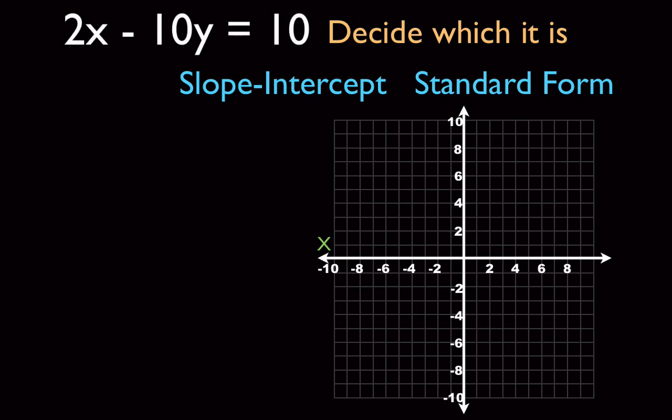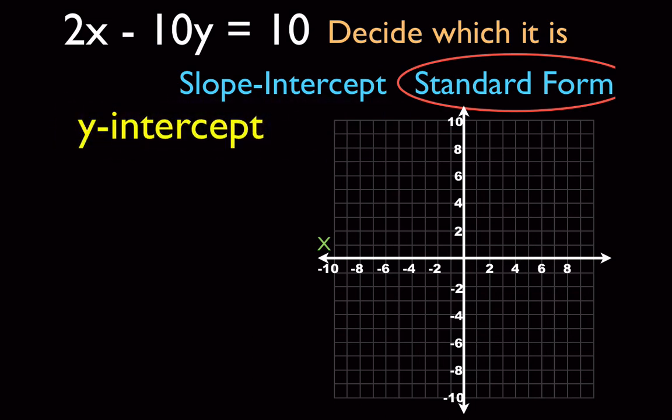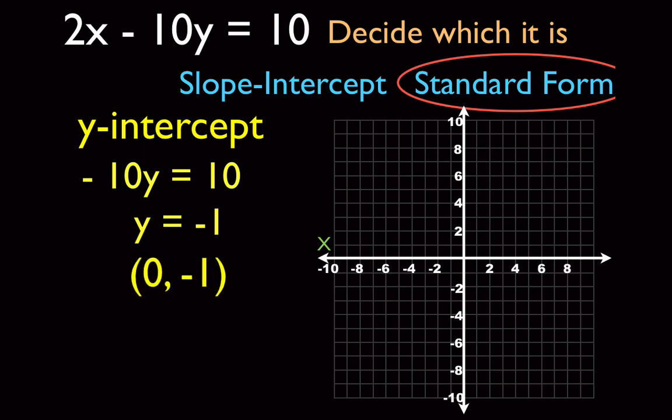Okay, once again, write down your equation. This is in standard form. Why? Because x and y are together. See if you can remember how to find the y-intercept. Okay, it occurs from covering up the x. Solving that, we're going to end up with y equals negative 1. So go ahead and plot that point. Okay, it ends up right there.